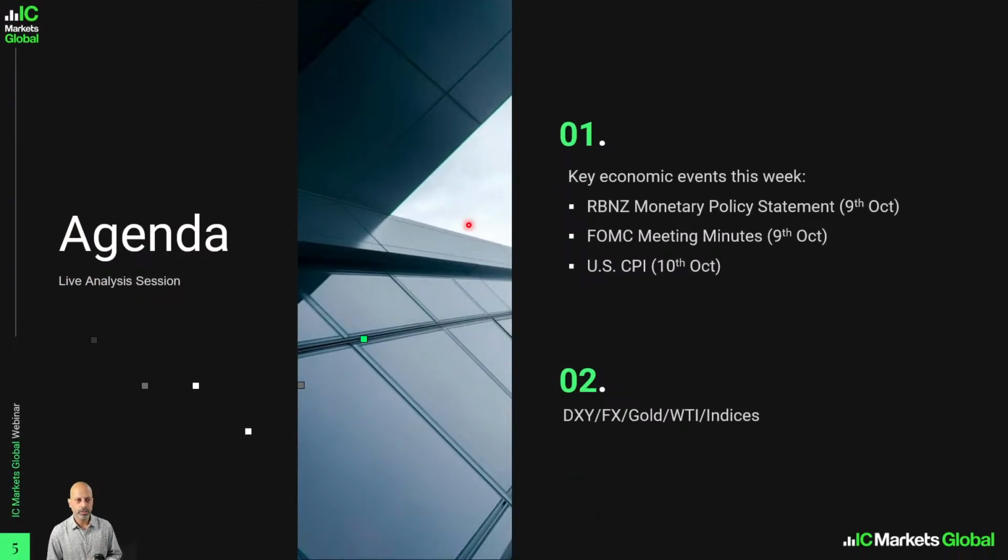Before we dive into the charts and trading view, we'll take a look at what's on the calendar for this week. There's quite a few things going on, but I want to bring your attention towards the RBNZ monetary policy statement that's going to be released on Wednesday, 9th of October. And then we also have the FOMC meeting minutes that will be released after that as well. And on Thursday, we have US CPI data as well.